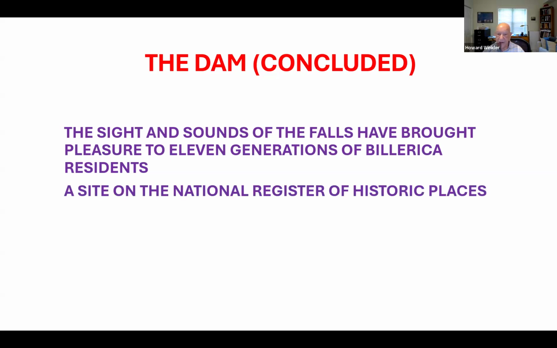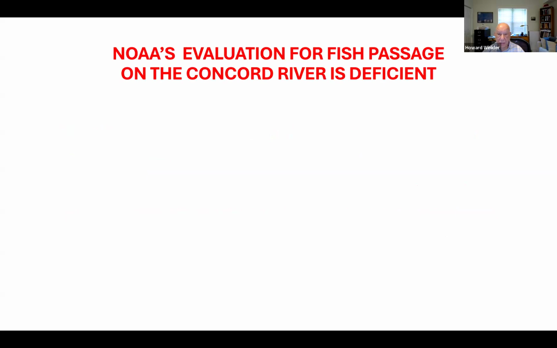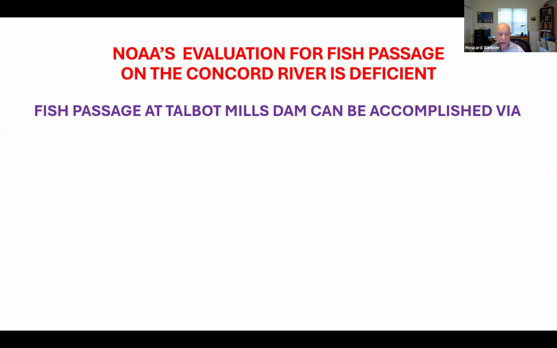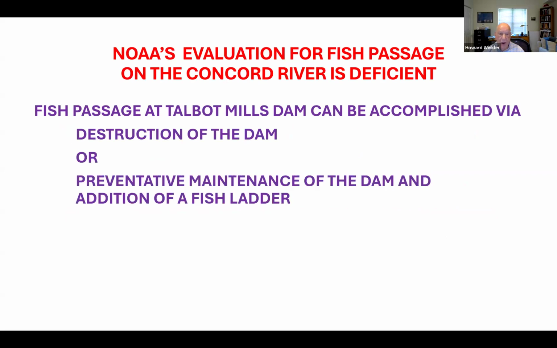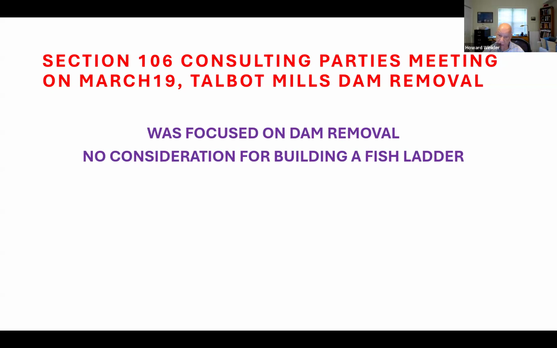The site is on the National Register of Historic Places. And let me also add, it's recognized by the American Society of Civil Engineers as a National Historic Civil Engineering Landmark. Now, NOAA's evaluation for fish passage, in our view, is deficient, because fish passage can be accomplished by destruction of the dam or by preventive maintenance of the dam and addition of a fish ladder. The Section 106 consulting parties meeting on March 19th was interesting, but it was focused on dam removal. There was no consideration for the other alternative, and that is building a fish ladder.